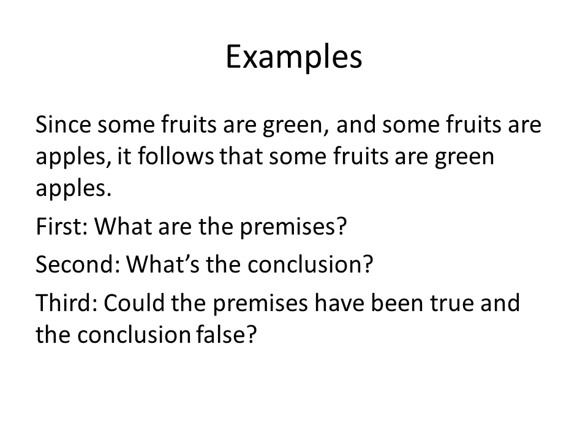Right, so this one I think is fun as well, although I might have a low bar. So here's the argument. Since some fruits are green and some fruits are apples, it follows that some fruits are green apples. So first we should ask what's the premises and conclusion, and then could the premises have been true and the conclusion false at the same time?